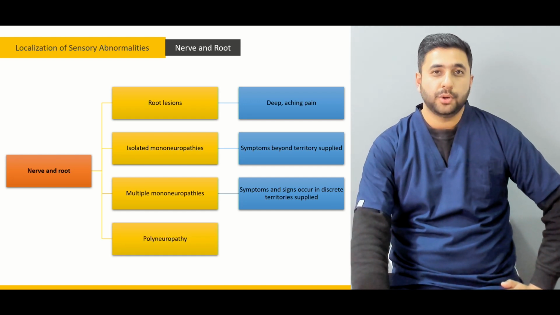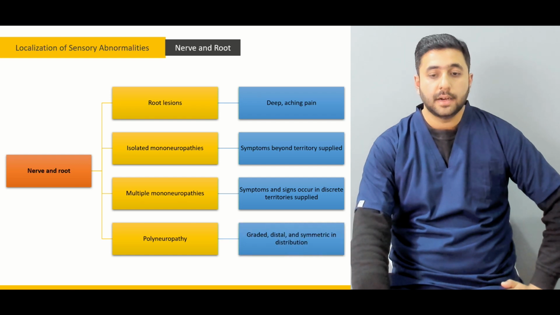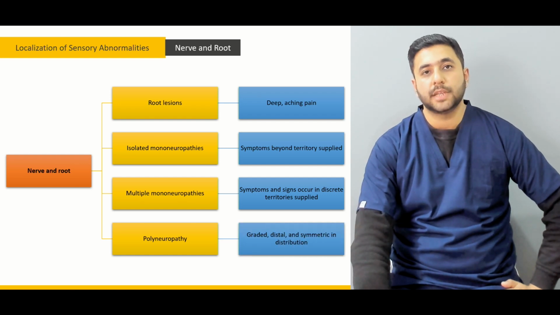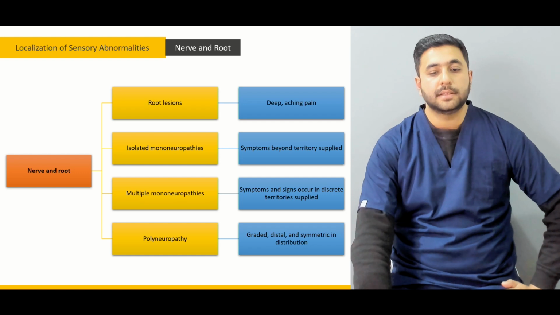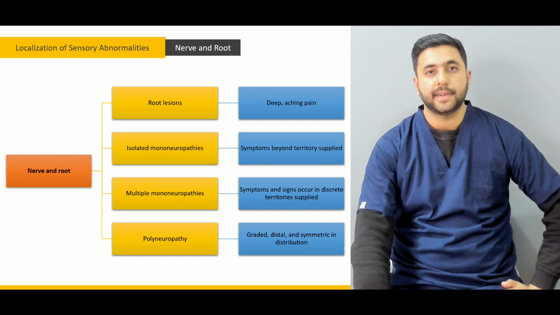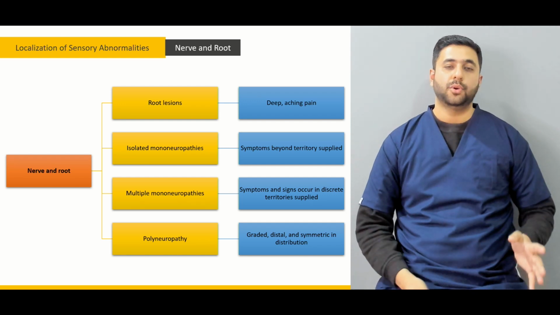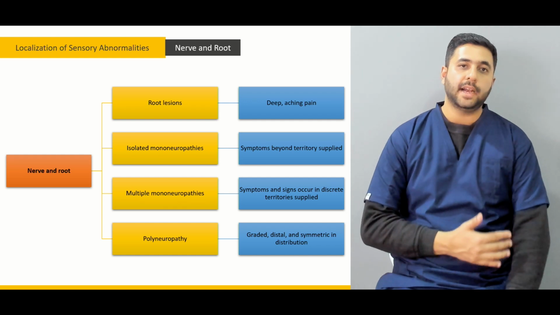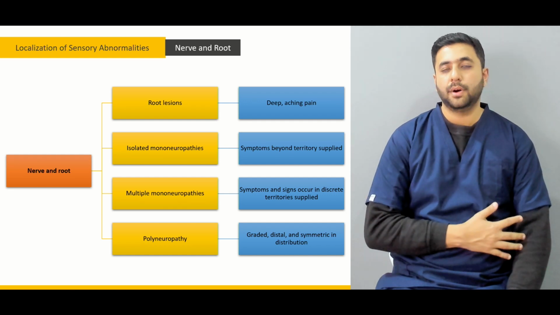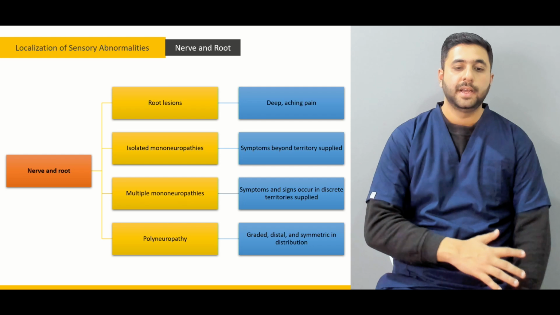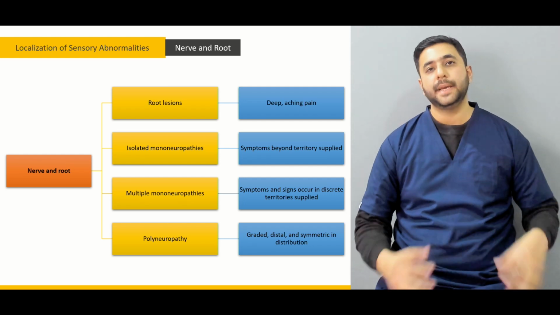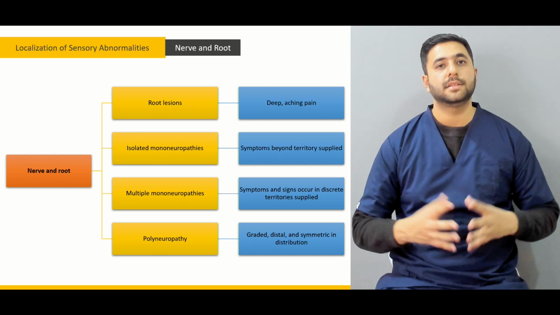Similarly, we have polyneuropathies in which there are multiple areas of the body which are affected. Now, this polyneuropathy is generally graded, and they are generally distal and symmetric in distribution. The important thing here to remember is contrasting to the mononeuropathies, which generally involve an anatomical problem at the level of the area involved, the polyneuropathies can be an anatomical problem, or it can be a systemic problem.